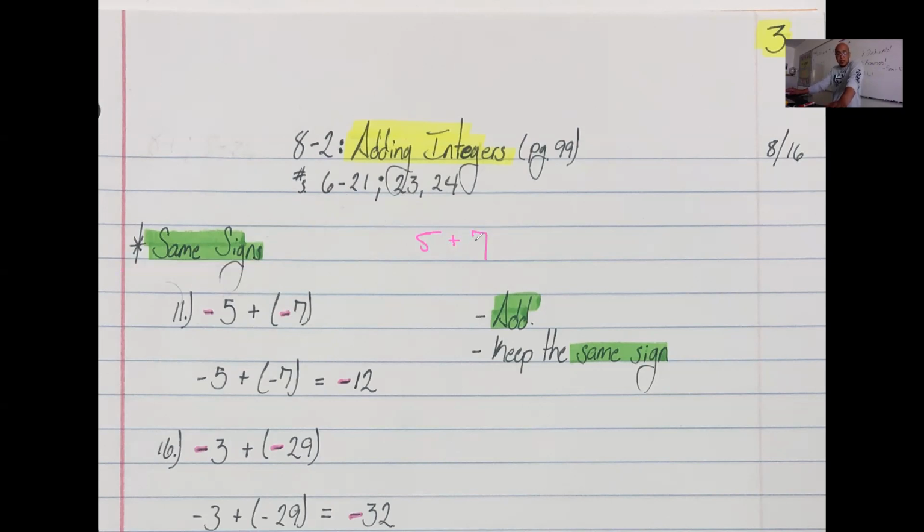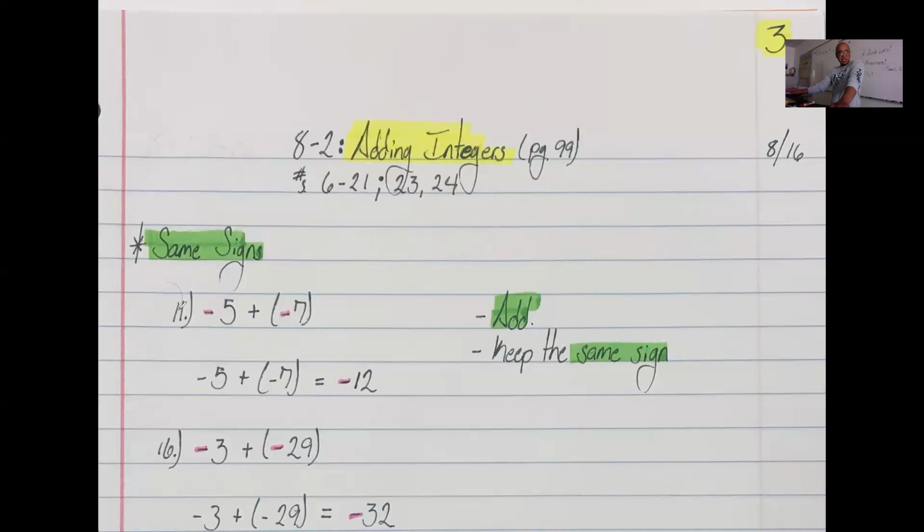Okay, we have positive 5 plus positive 7 gave me positive 12. If you have 5 positive counters and you add 7 more positive counters, you now have 12 positive counters. And so the pattern that we see here is that when you have two numbers that have the same sign, you just add them together and you keep the same sign that those numbers had.